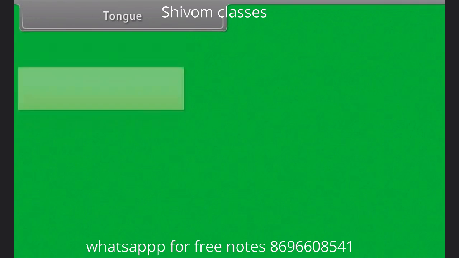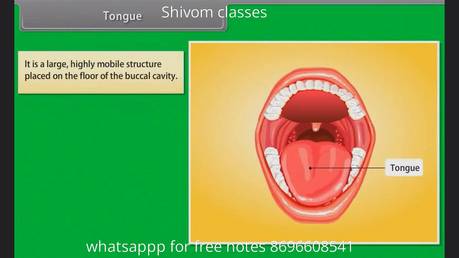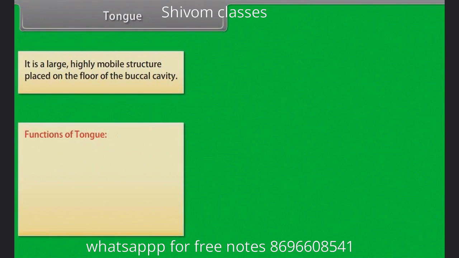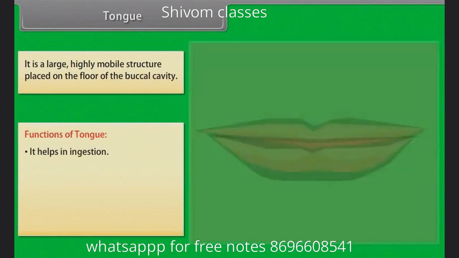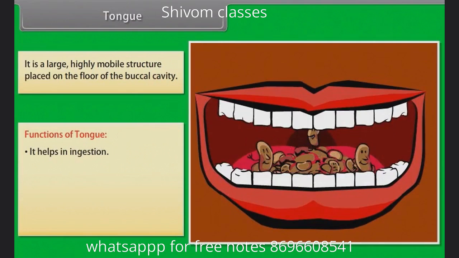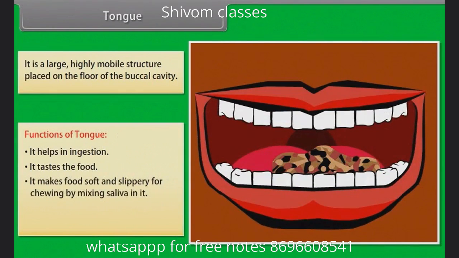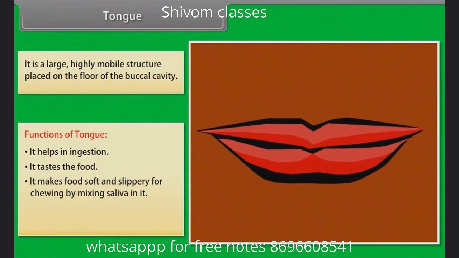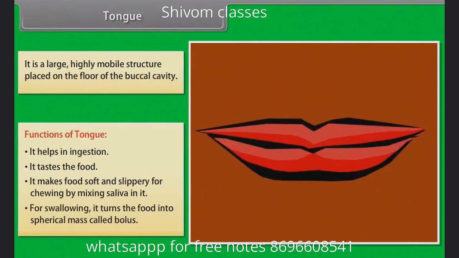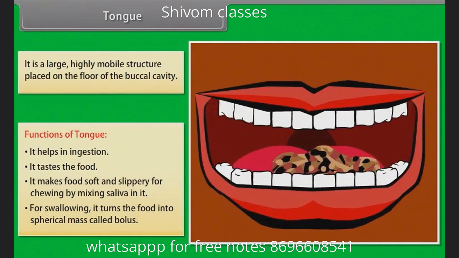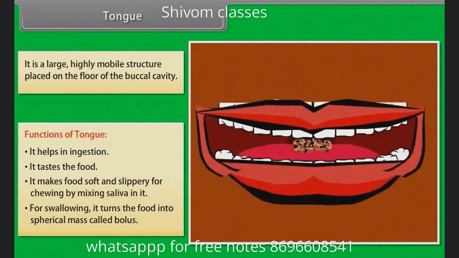Tongue. It is a large, highly mobile structure placed on the floor of the buccal cavity. Functions of tongue. It helps in digestion. It tastes the food. It makes food soft and slippery for chewing by mixing saliva in it. For swallowing, it turns the food into spherical mass called bolus.